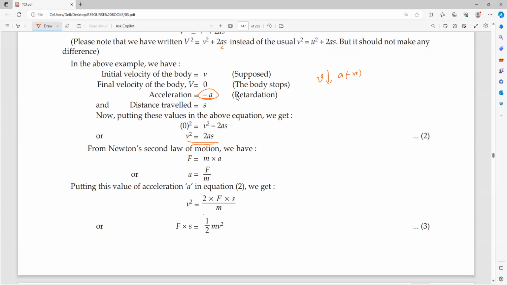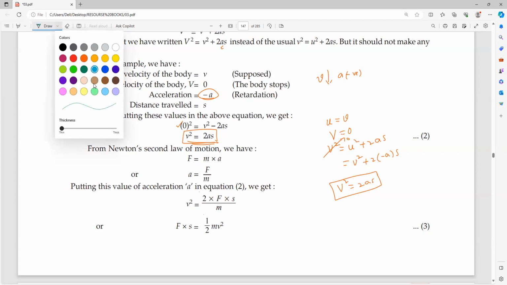But here the final velocity is 0 and the initial velocity is V. Understanding? The third equation of motion is v square equals u square plus 2AS. So the final velocity is 0, the initial velocity is V, so 0 equals V square plus 2 into minus A into S. This minus 2AS comes to this side, so V square is equal to 2AS. Okay, guys, everybody, you understand? So these are different methods you can solve it by.